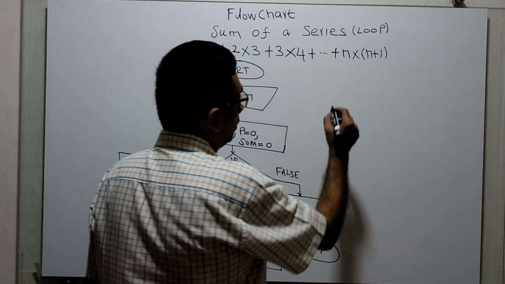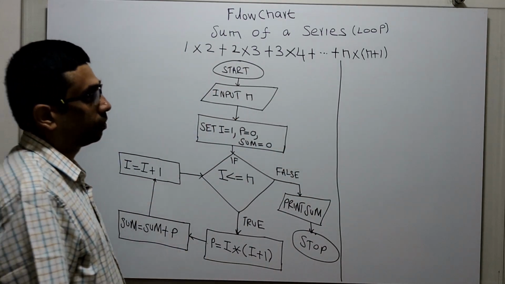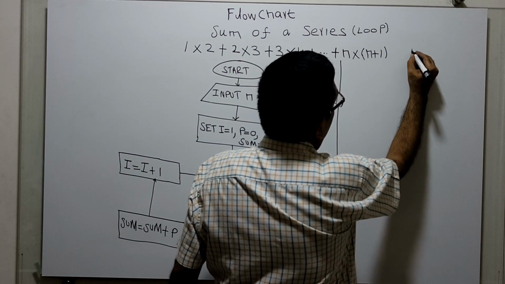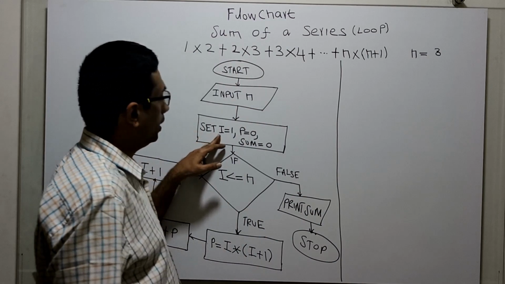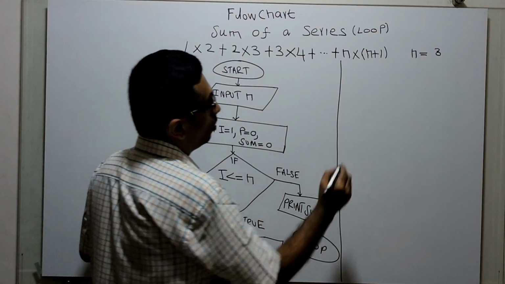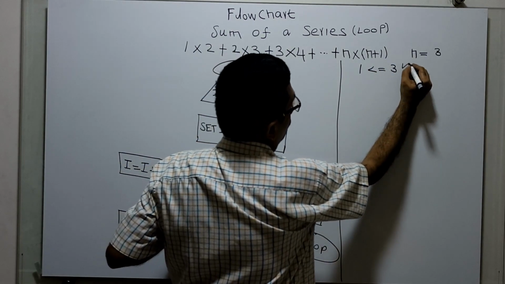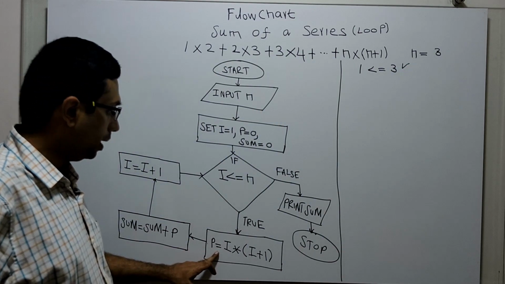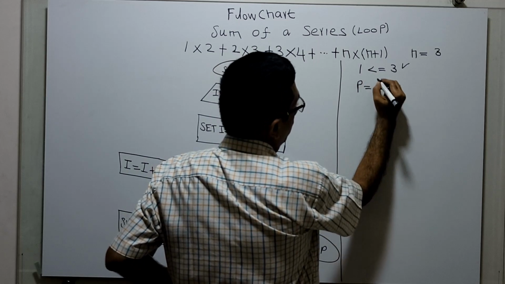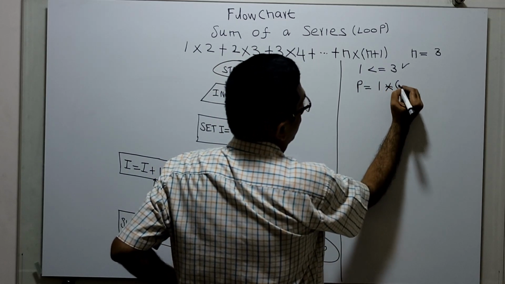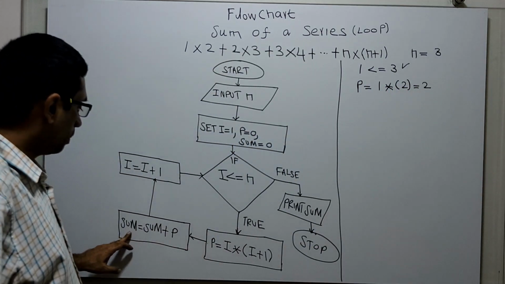So we will check the correctness of the flowchart by giving a sample value. My n is 3. I am initializing I equal to 1 and checking 1 less than or equal to 3, which is true. So P equal to I into I plus 1. P equal to the value of I, 1, multiplied with I plus 1, which is 2, which is equal to 2.